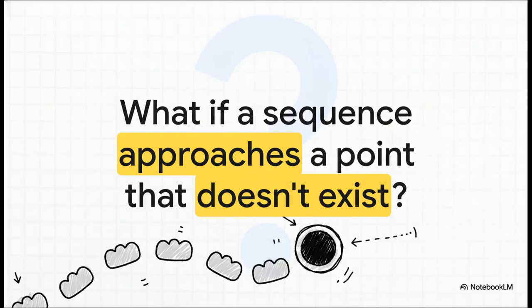So to get started, let's think about a little puzzle. Imagine you're following a trail of points, and each point is getting closer and closer to the last one. You can see they're all bunching up, heading towards a very specific destination. But what if, when you get right to where that destination should be, it's just not there? It's like a hole in your space. How do we even deal with that mathematically?